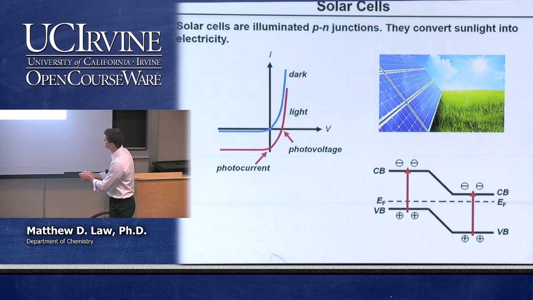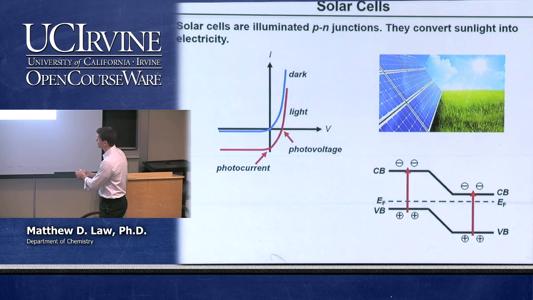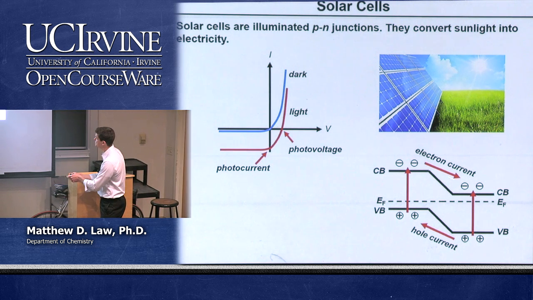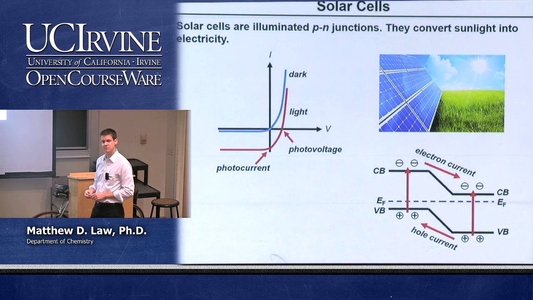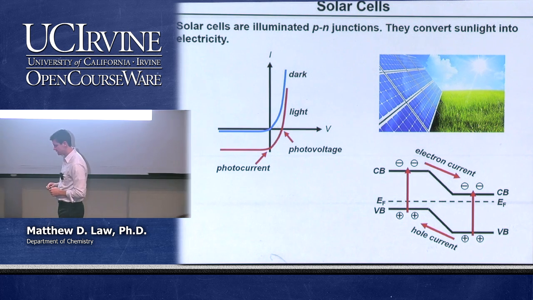And any electrons here that get close to this field are going to be swept across the junction. Okay? And you're going to generate a current of electrons from this direction to this direction, downhill, and a current of holes downhill from the n-type side to the p-type side. Okay? So there's a current that's generated because of the application of the light.